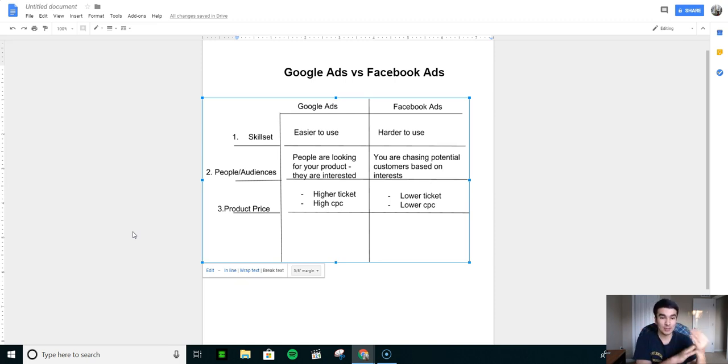It's most of the time impulse buying, which means that they either need to have an emotional attachment to that product, or it has to solve their problem, right? So which connects to my third point, which is the product price and the product itself. As I said, you need to have a good product and a good price.